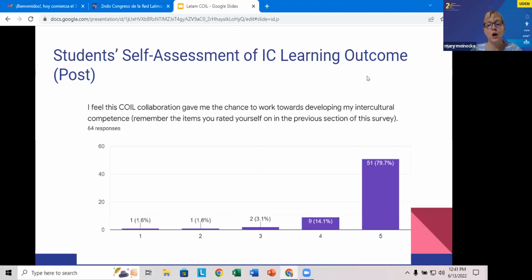And a surprising almost 80% of the students chose level 5. Level 5 is the highest, level 1 is the lowest, using the Likert scale. 5 is very high, and 4 was, I think, high or medium, something like that.